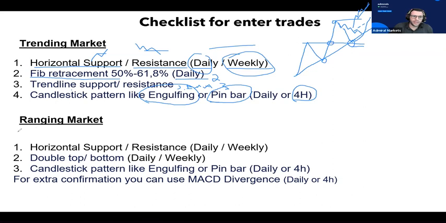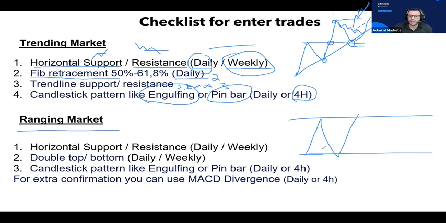Then in a ranging market, we define a range because we have 4 touches. Always, guys, to define a trend, you need 4 points, 1, 2, 3, 4, so you have higher highs and higher lows. And in a range, you need 4 points to define the 2 edges: 1, 2 at the bottom, 1, 2 at the top. Then and only then you draw your lines, and then you are waiting.